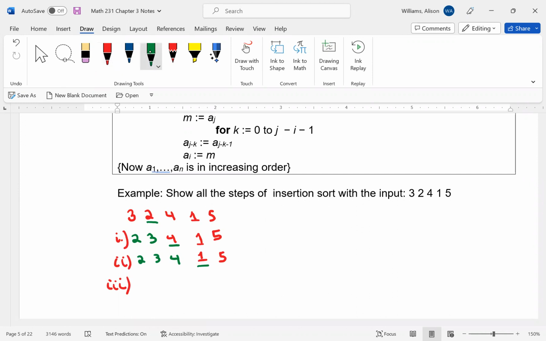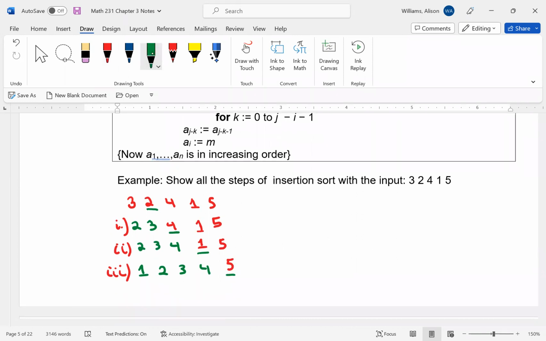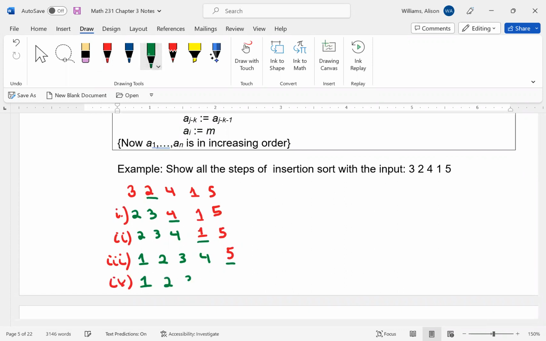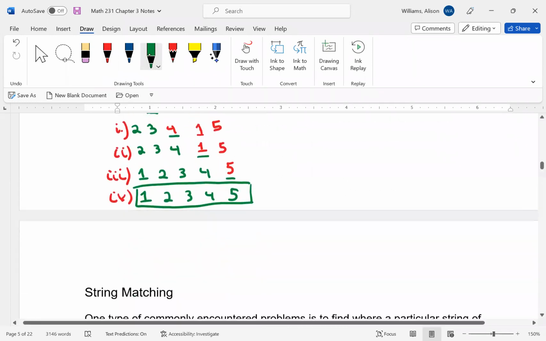Third step now. Okay, so 1 needs to go all the way to the front. 1, 2, 3, 4. Okay, and now I've got this term. And now I'm looking at the last term here. And I'm like, oh, I don't need to do anything. So my last step then is to write them in the correct order. And there we go. That's how we do an insertion sort. So it makes it a little bit less cumbersome than the bubble sort, I think.